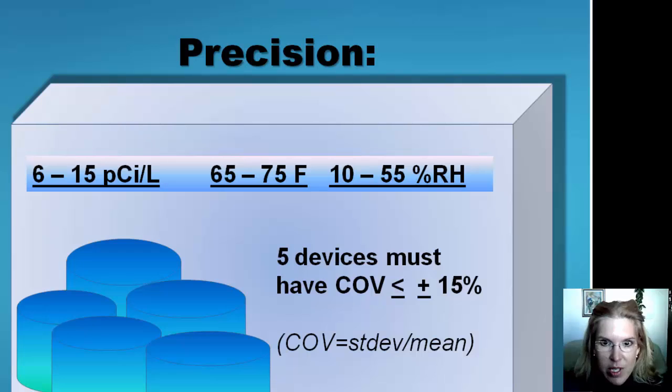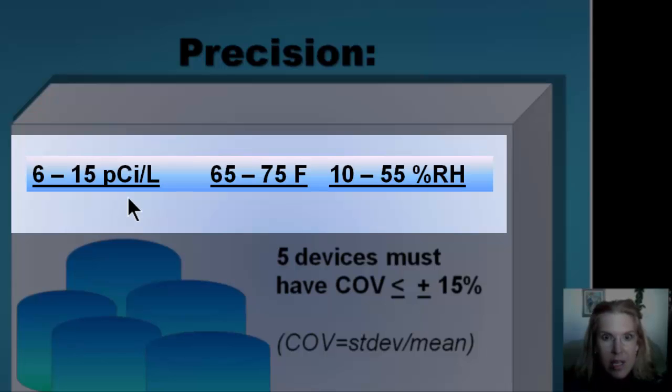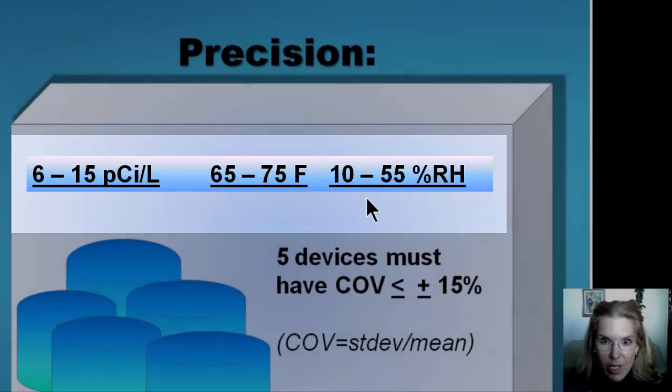The second is for precision. So remember, precision is one component of that total error. Precision is the random component of error, which try as you might, you cannot eliminate, because you could not possibly make 5 devices perfectly exact. There will be slight differences between them. That's the random component of error, and that also must be tested for, because you don't want your devices to be all over the place and be inconsistent. So it's the same conditions in the radon chamber: 6 to 15 picocuries per liter, 65 to 75 degrees Fahrenheit, 10 to 55% relative humidity.